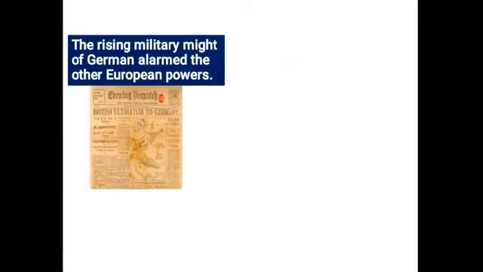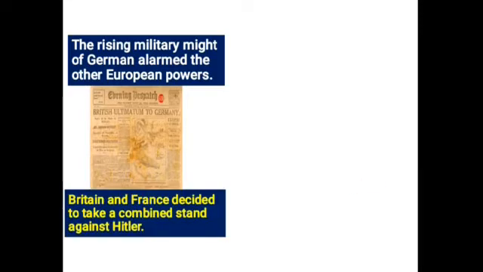The rising military might of Germany alarmed the other European powers, and the United Kingdom gave an ultimatum to Germany. What ultimatum? That if you do so, then we might attack you. And after that, Britain and France decided to take a combined stand against Hitler.